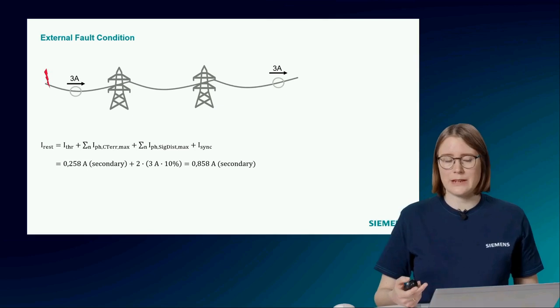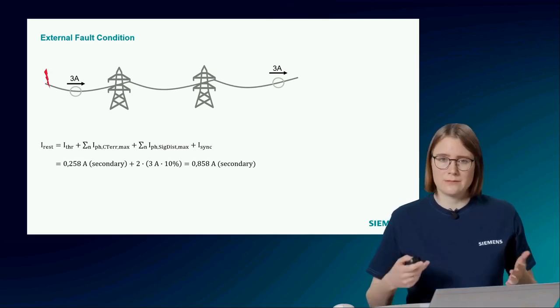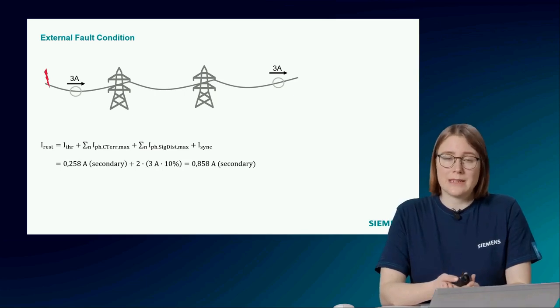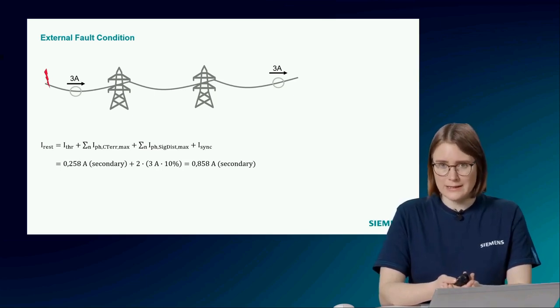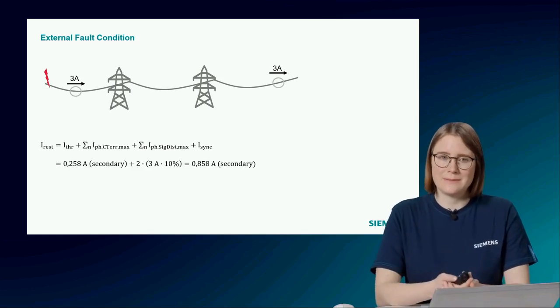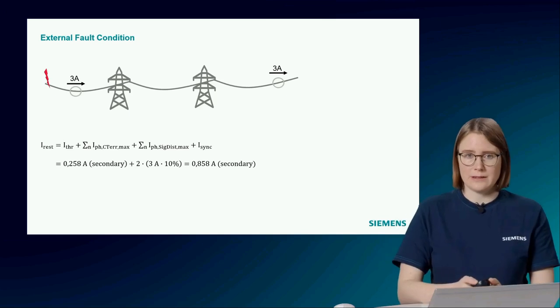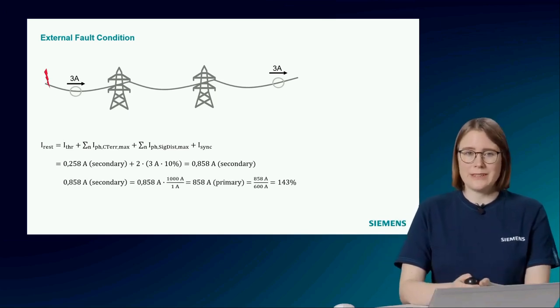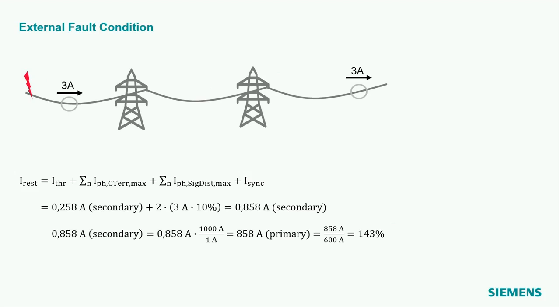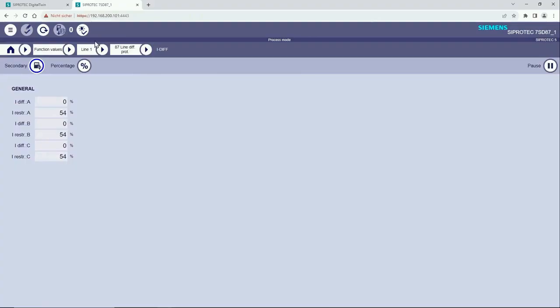That means this time we use the 3 amps current flowing multiplied by the 10% CT error, and this also twice, since we measure this current in both CTs. Then the result is a little bit bigger value of 0.858 amps secondary. In primary, this means 858 amps. And if we set this in relation to the nominal current, the result is 143%. And of course, I want to show this to you in the digital twin, if this calculation also fits.